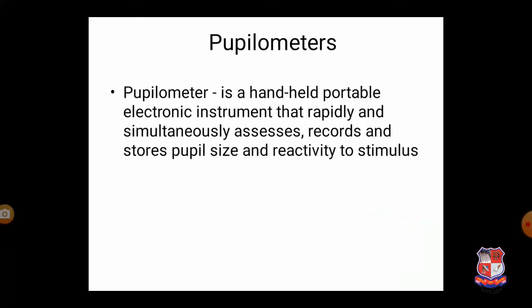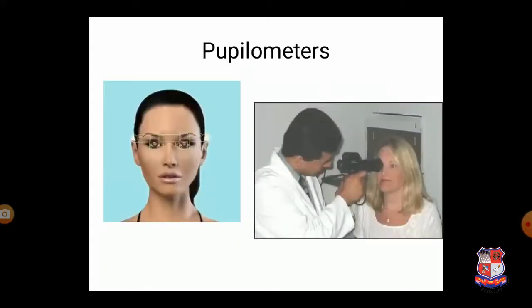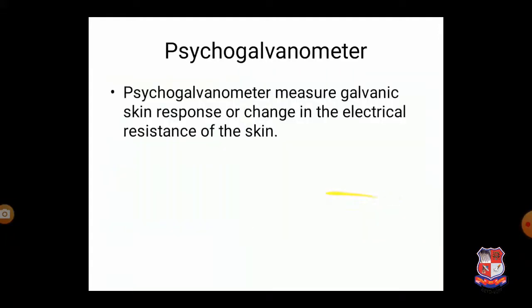If we talk about the pupillometer, using this pupillometer we can measure the size of the pupil. This is an example of the pupillometer. Let's say, for example, if there is something exciting, then the size of our pupil varies. So using that we can measure the size of the pupil.